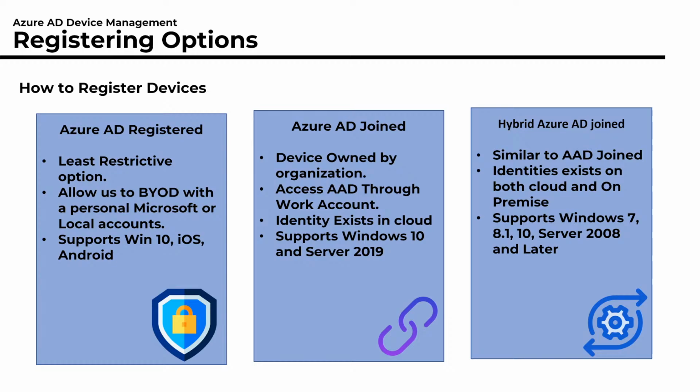So next one we have is the hybrid Azure AD join. Hybrid Azure AD join is similar to Azure AD join, but we can join the devices or instances onto the Azure Active Directory from the on-premises as well. In Azure AD join, we can register only the devices that are hosted on the Azure Active Directory, whereas in the hybrid model, we can also join the devices which are on-premises.